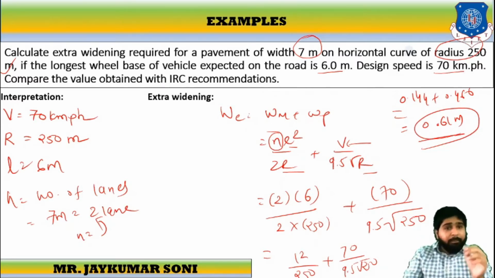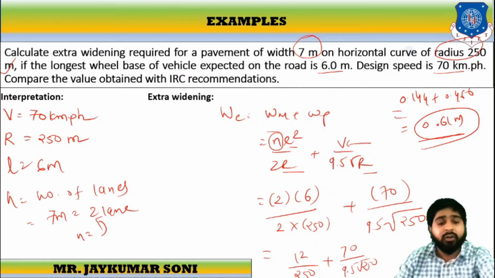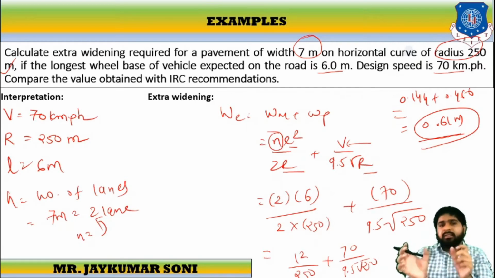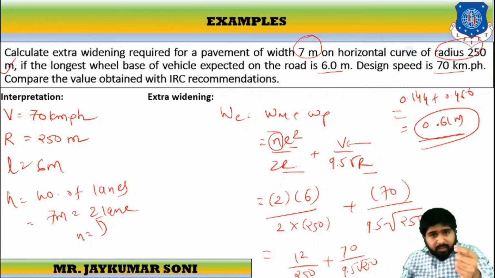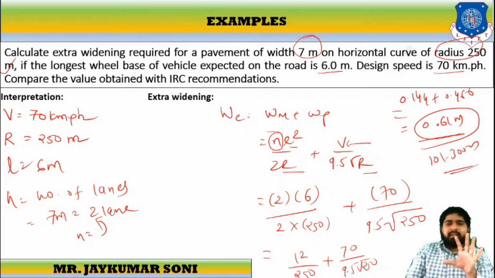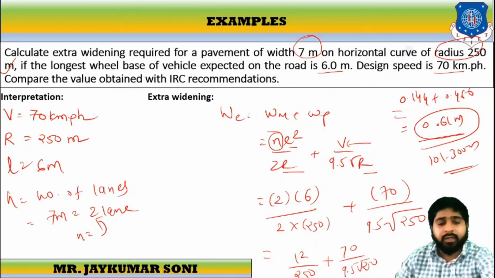Now compare the value obtained with IRC recommendations. So you need to have an understanding of the IRC recommendation. To understand the IRC recommendation, you need to prepare and memorize a table which is given in your textbook, that for this to this radius, what is the particular IRC recommended value for the curve. So for 0.6 meter, it is 101 to 300 meter. What I have done in this example is just put the values. I have interpreted that if 7 meter pavement width is there, then it is a 2 lane road. So N will be 2. So this is how it can be calculated.